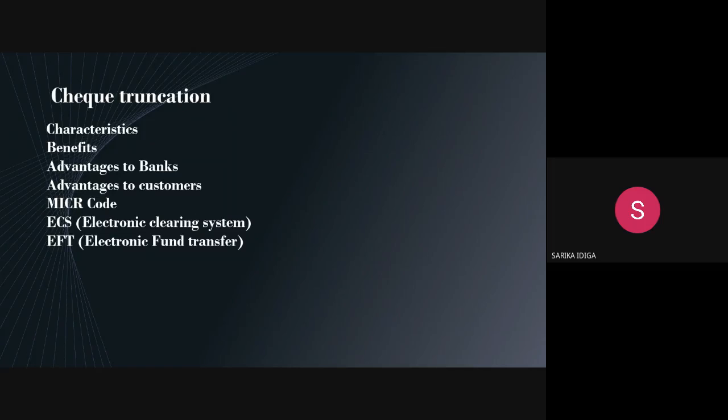Okay, so how does it happen, check truncation? What do you mean by truncation? Truncation is converting this physical check into an electronic form, and an electronic image will be created. Now, suppose you are bringing a check and paying your fees in college through check. The college will keep that check, and it needs to be kept very safe, so that if that check gets stolen or lost, then you need to be informed that we have lost the check. So it is not very convenient to use that check.